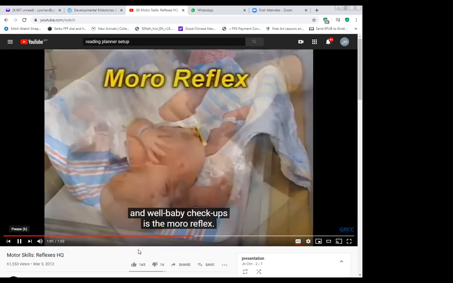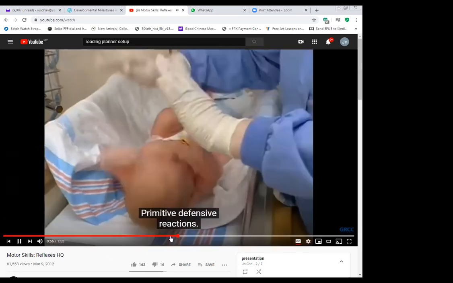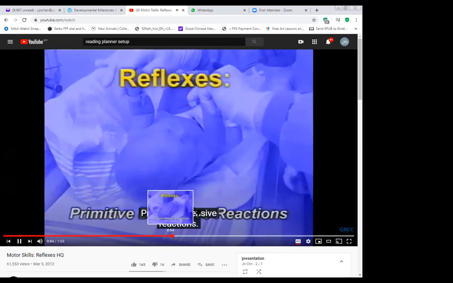The Moro reflex. This startle reaction is a response.